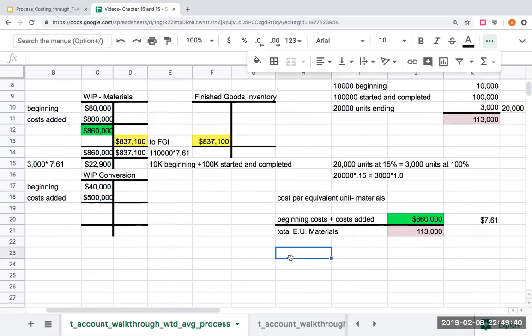These are legit. So right here, my cost per equivalent unit for conversion is going to be my beginning cost plus my cost added for conversion divided by my total equivalent units for conversion.